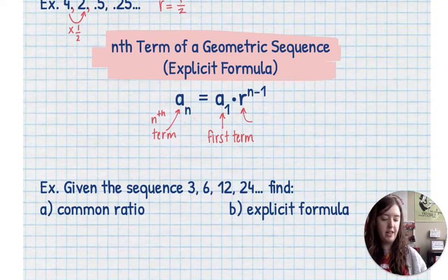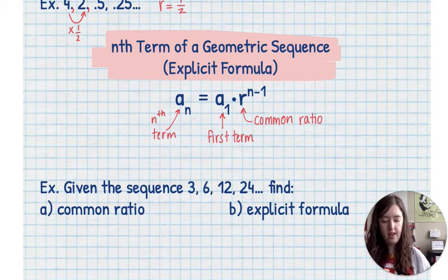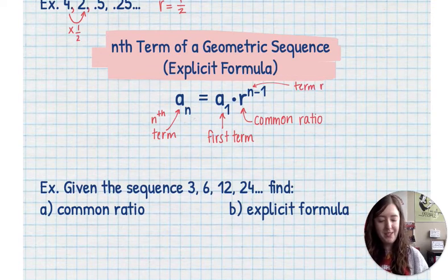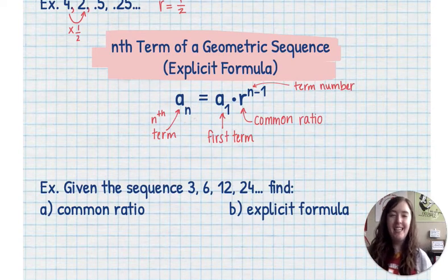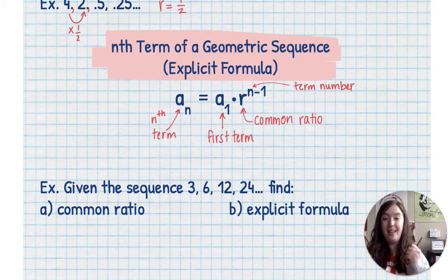R is my common ratio, and n is my term number. So once again, we have that n minus 1 inside of our formula. Don't worry, all of this is going to be in your IB notebook, IB kiddos.